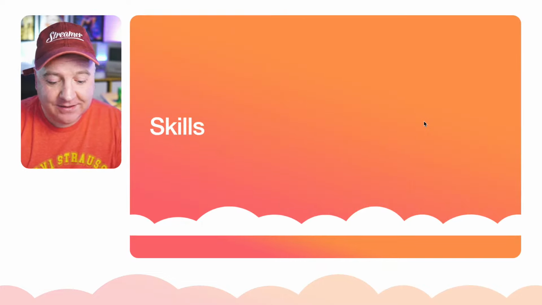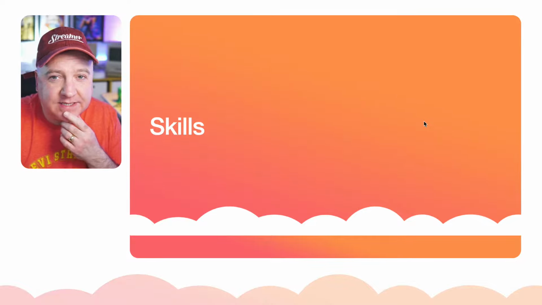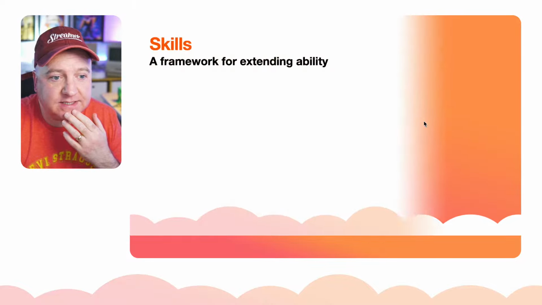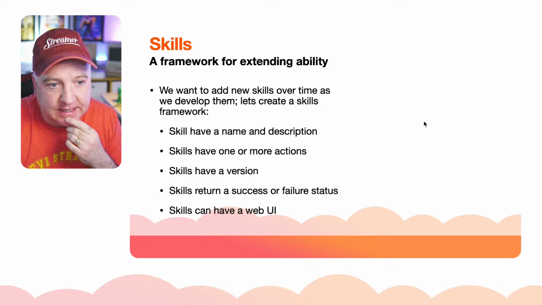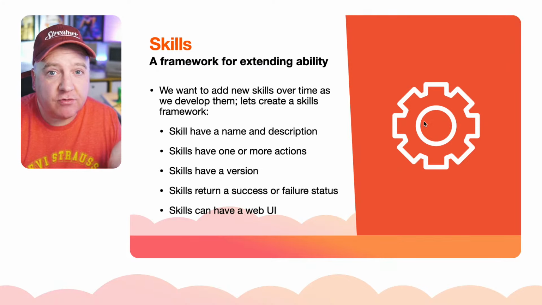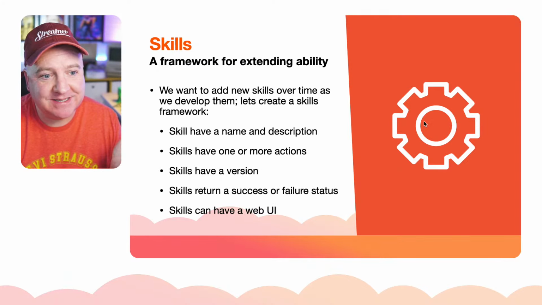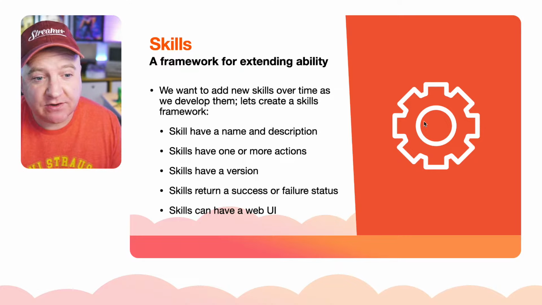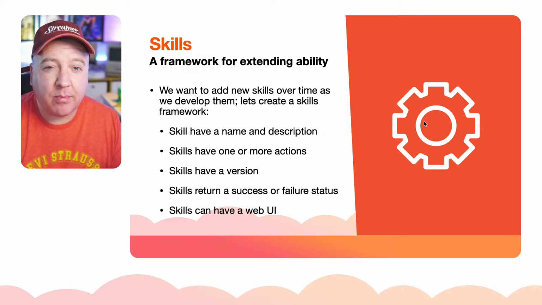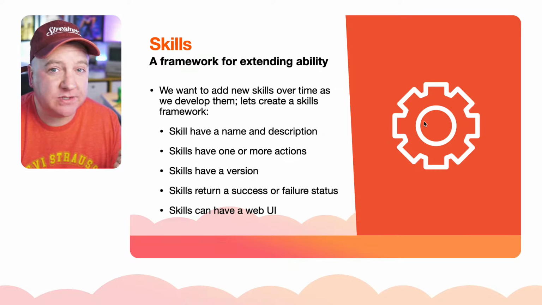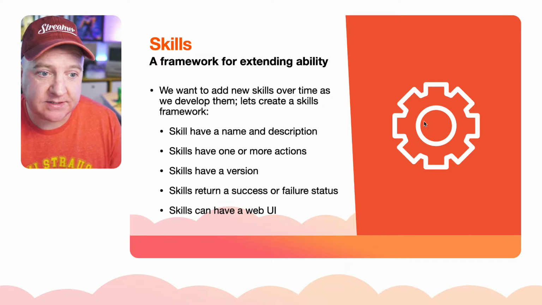Okay. So we talked about how we're going to add skills, or we would like to be able to add skills. What do we mean by that, and how are we going to do it? We're going to create a framework for extensibility. We're going to create a class that has a name, a description, one or more actions, and a version, so we can version control it. That'll return a success or failure status, and it will probably have a web user interface as well, so that we can tweak settings and do things with it.